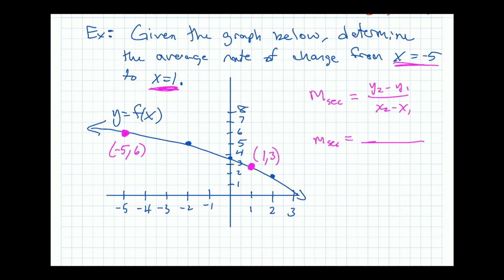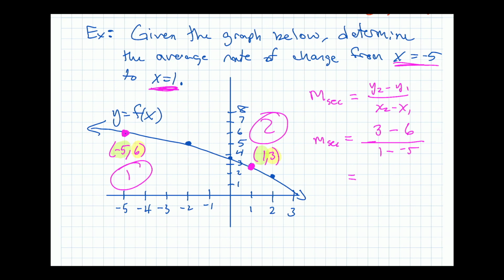So, y2 minus y1. Which one's y2, which one's y1? Doesn't matter as long as you're consistent. So if I call this one point 1 and this one point 2, then y2 minus y1 is going to be this y value minus this y value. So you're going to go 3 minus 6. And then for the x values, you're going to want this one minus this one. So that's going to be 1 minus -5.